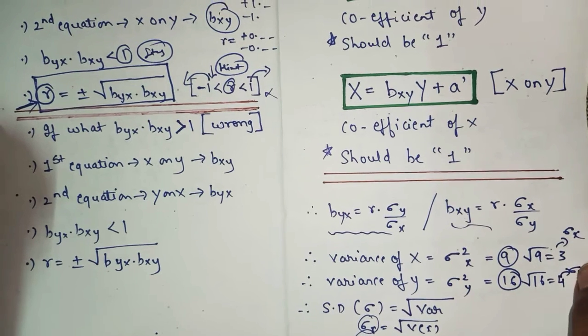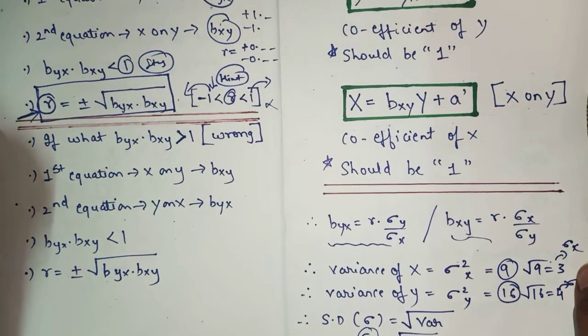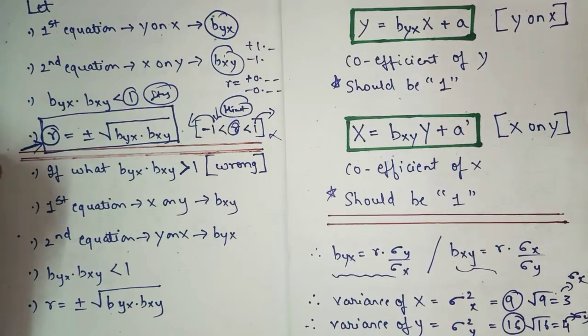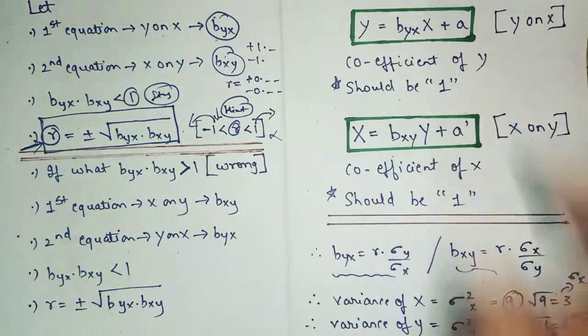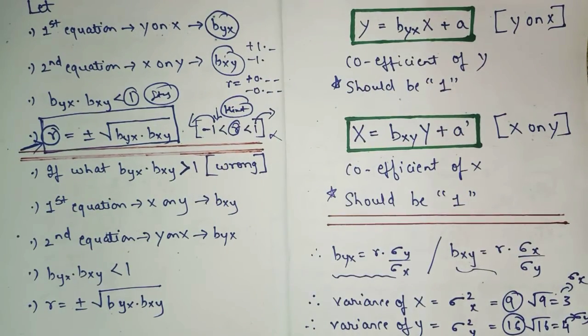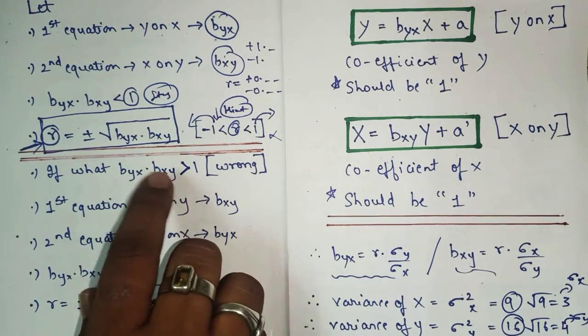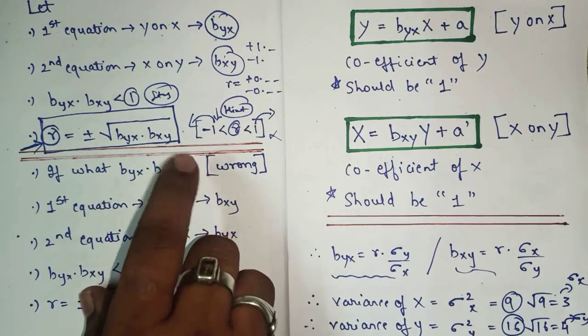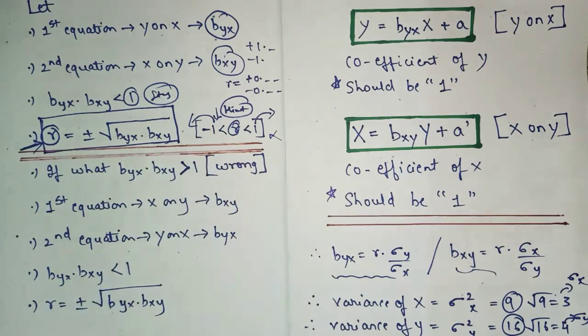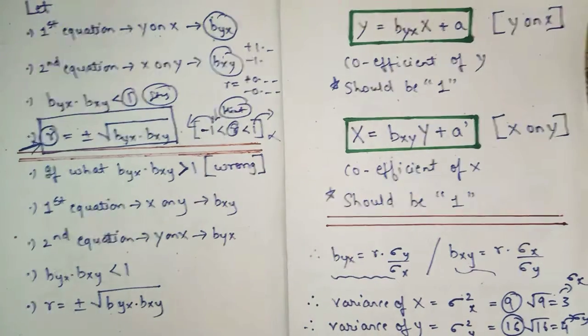That's it. Understood? I hope you all understood case 1. So now we'll move on to the second example, where we'll see what happens if the value is greater than 1. So let's take the second example.